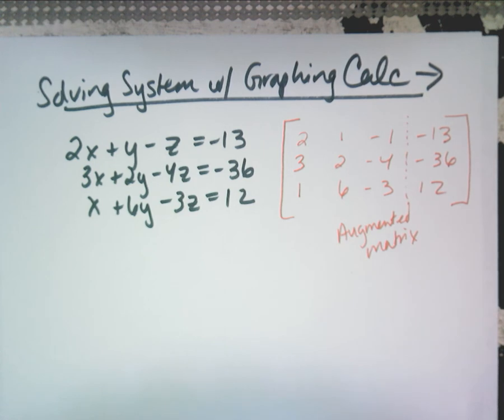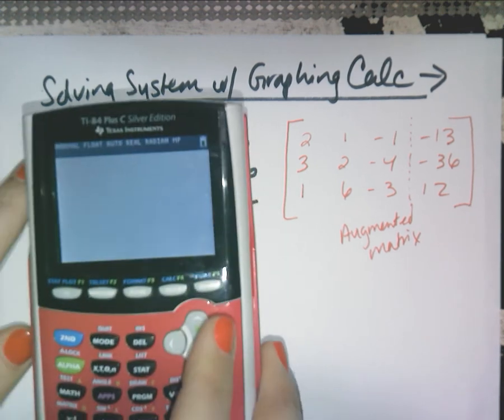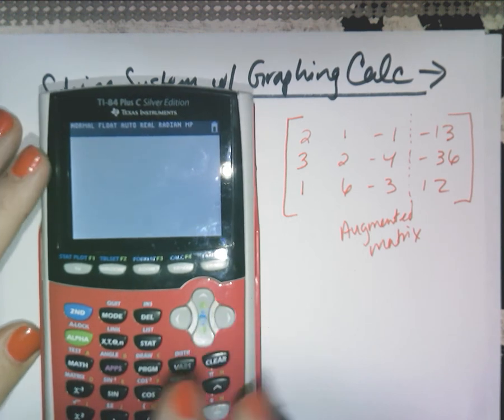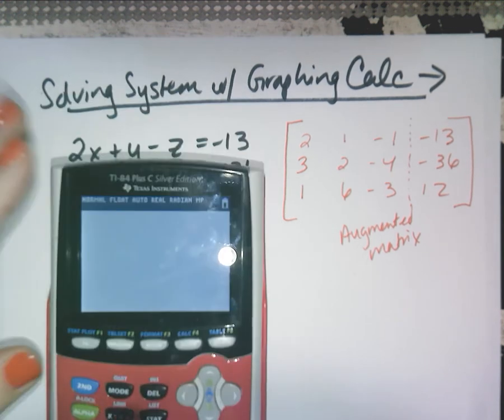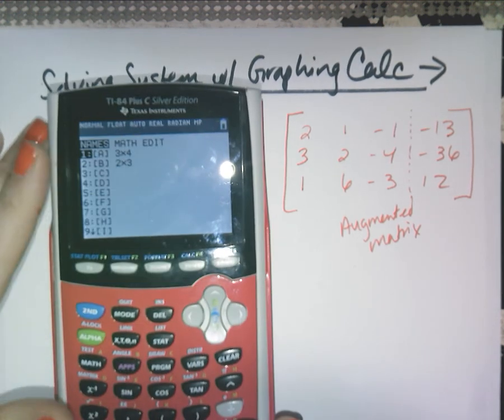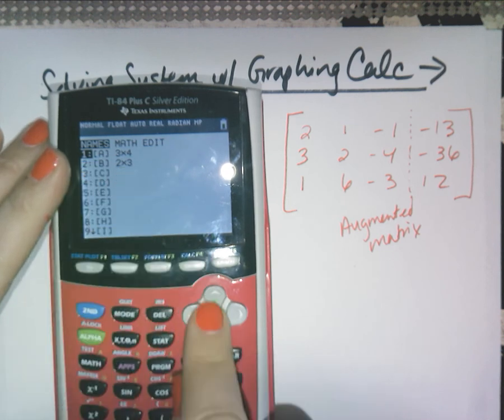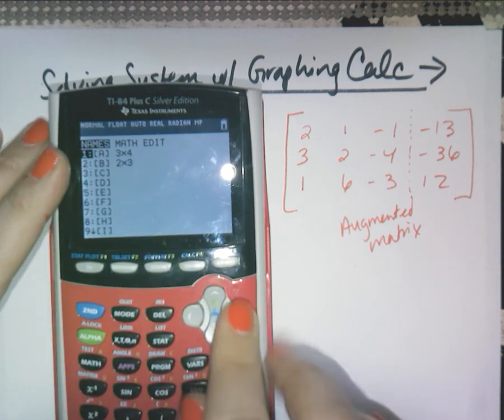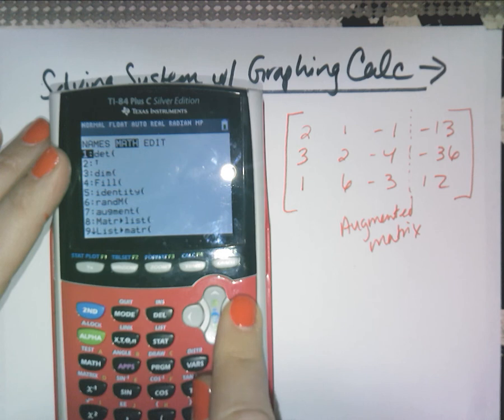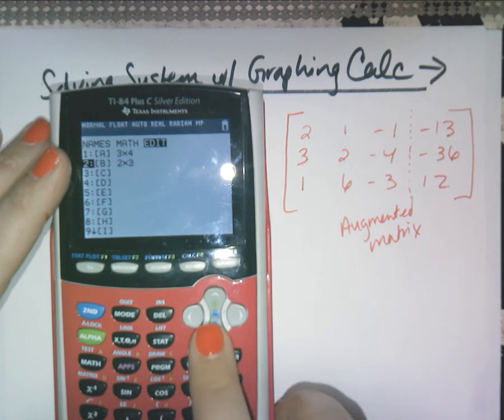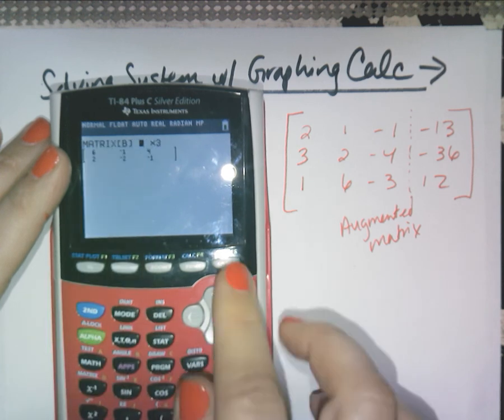Okay. Then what you're going to do is you're going to go into your calculator and you're going to go into the matrix formula and you're going to edit. I'm going to do it into B. I'm going to arrow over and go to edit. I'm going to edit matrix B because I just want to do it into B.